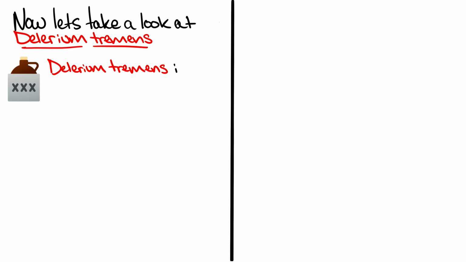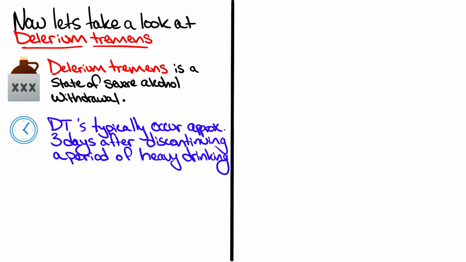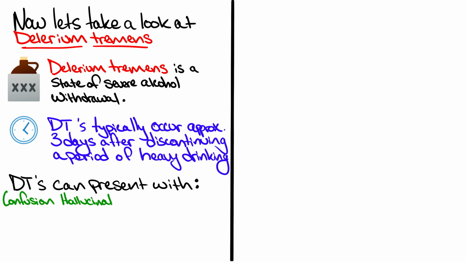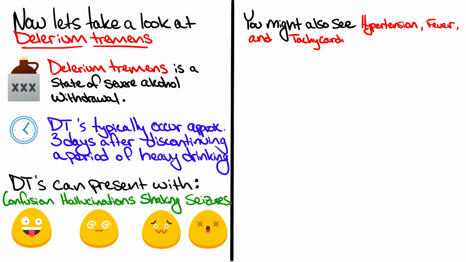Now let's take a look at the condition known as delirium tremens. Delirium tremens is a state of severe alcohol withdrawal. DTs typically occur approximately 3 days after discontinuing a period of heavy drinking. DTs can present with confusion, hallucinations, shaking, and even seizures. You might also see hypertension, fever, and tachycardia.